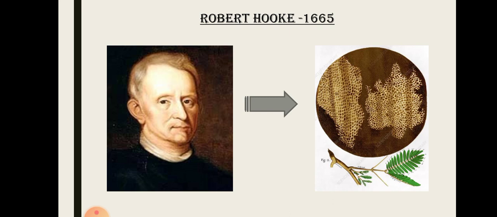Anyone guess who discovered the cell and how? Yes, the cell was discovered by Robert Hooke. One day, Robert Hooke saw that the cork resembled the structure of a honeycomb consisting of many little compartments. What do you understand by cork? Cork is a substance which comes from the bark of a tree.